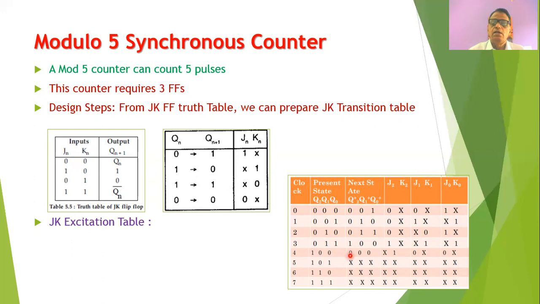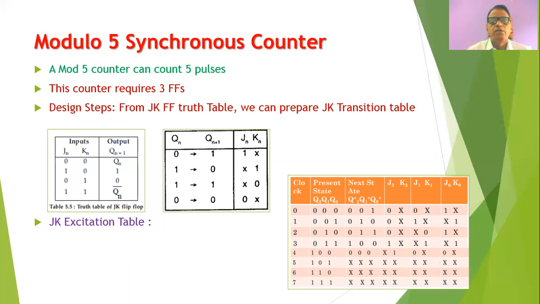When the fourth clock pulse is applied, then the present state will be 1, 0, 0, and the next state here what we require will be 0, 0, 0, because we want to count only 5 pulses, and therefore after 1, 0, 0, the next state will be 0, 0, 0. And the rest of the states we are not interested in, because we want only 5 states in our counter, and therefore all these states can be marked as X.